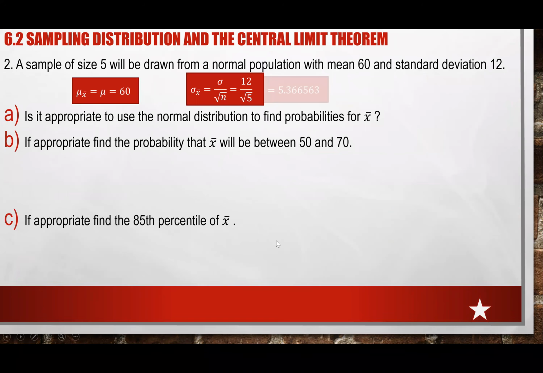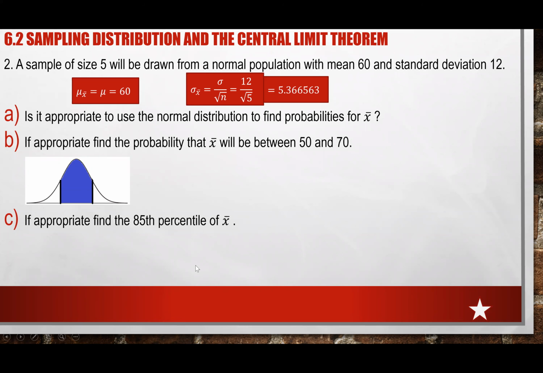I will go back to that. Sketch your item, right? They ask you this, which is similar to 6.1. Is it appropriate to find the probability that the sample mean will be between 50 and 70? So we're looking for the probability, which is the area underneath the curve. And to find the area underneath the curve, we know that we will use the normal CDF.